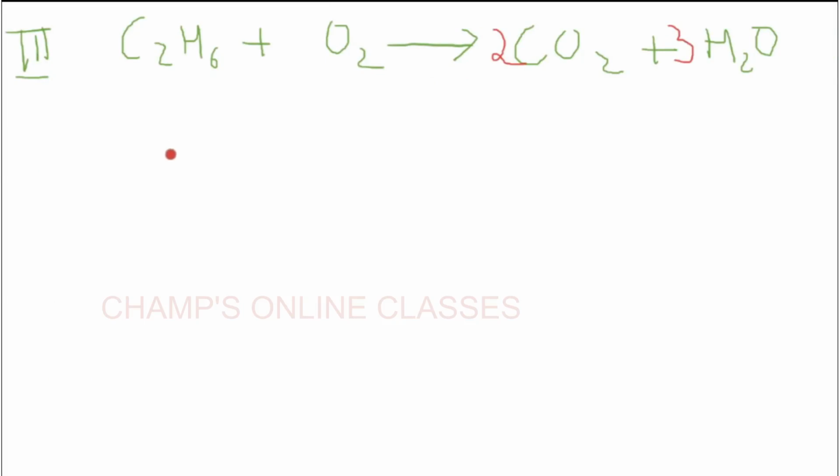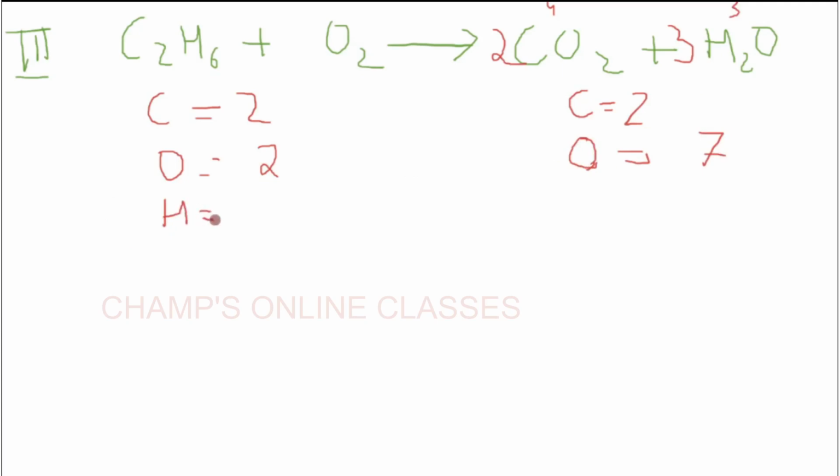Okay, let's start counting the number of atoms. Carbon 2, carbon 2. Oxygen is still not balanced. It is 2 on this side and on this side it is 2 twos are 4 and 3. So 4 plus 3, 7. So there are 7 oxygen. Hydrogen is balanced. We have just balanced it. 6 on this side and here also 3 twos are 6.